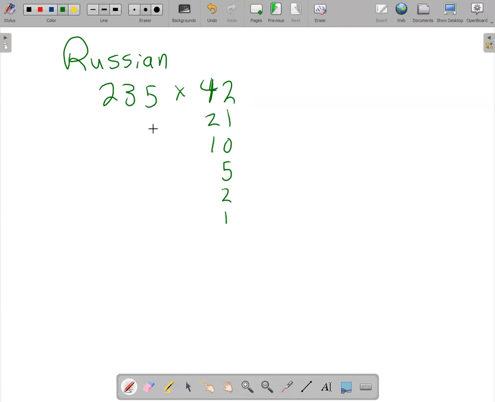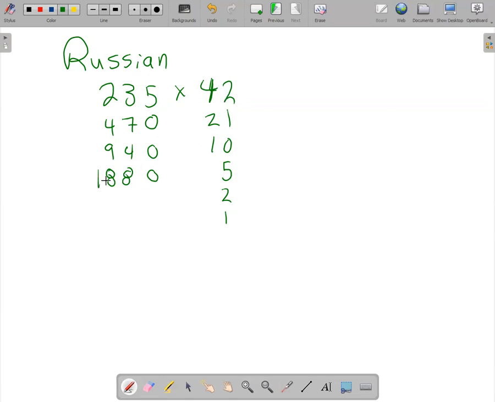So doubling 235, that's going to be 470. Then I have to double that, so doubling that's going to be 940. We're just doubling one at a time. So then I have to double 940. That's going to be 1,880. And I've got to keep doubling because I need a match for every half.